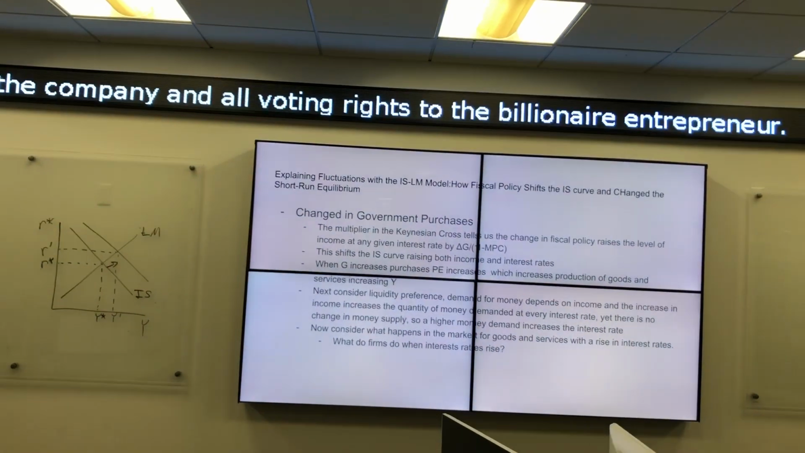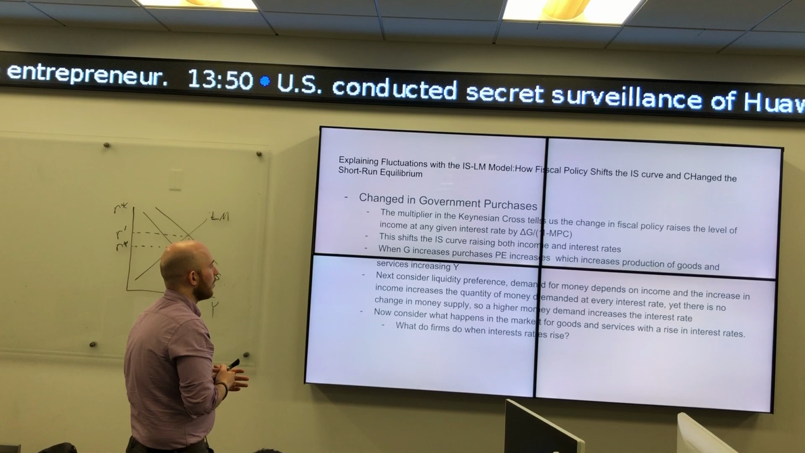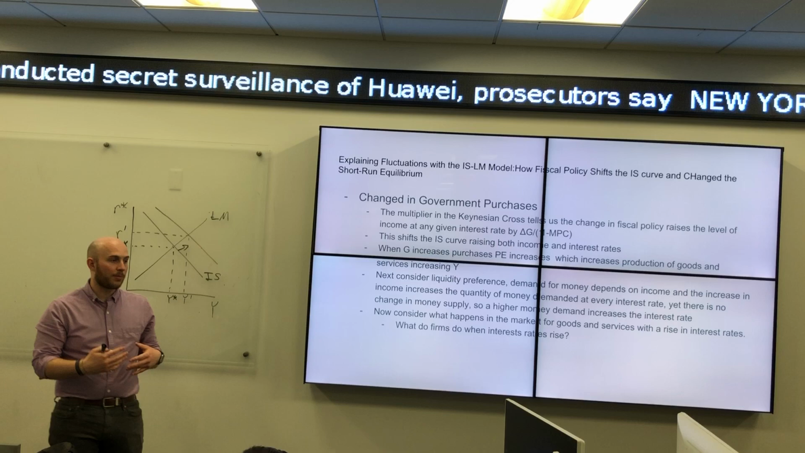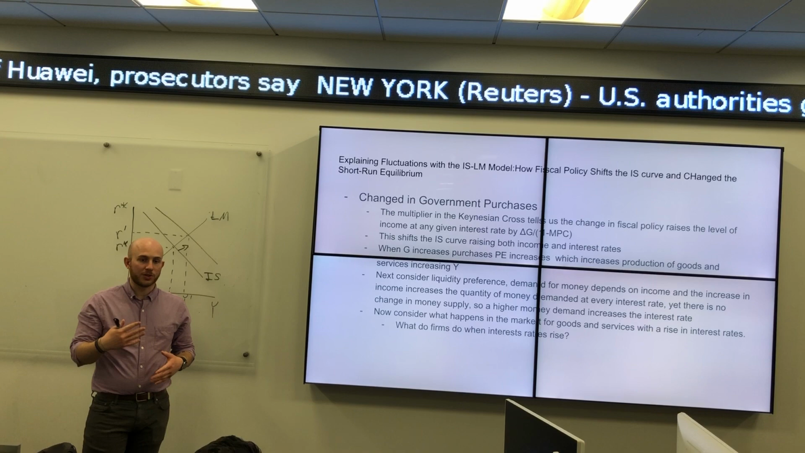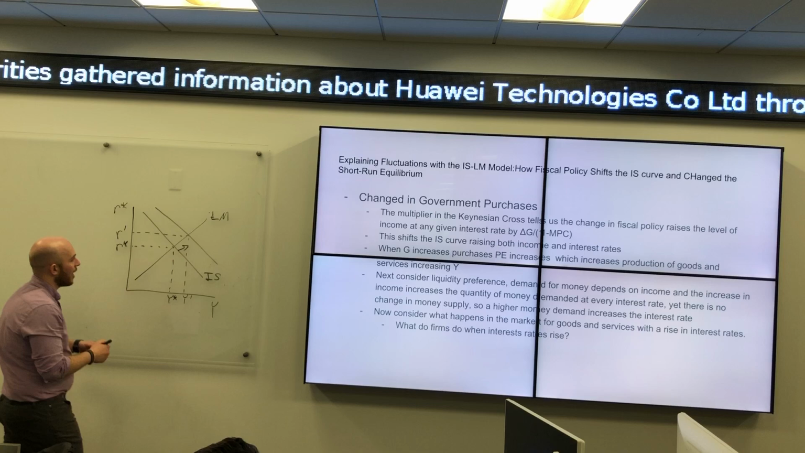But so anyway, we can determine how a change in government purchases will affect our equilibrium. With the multiplier we talked about last week, a change in government purchases will lead to a change in income of change in G over 1 minus the MPC. We've used this multiplier before. So this will shift the IS curve. Well, actually, that's kind of what I already showed here. So we shift the IS curve to the right.